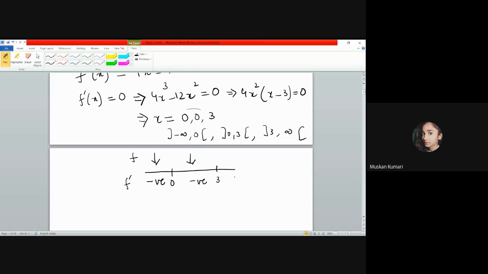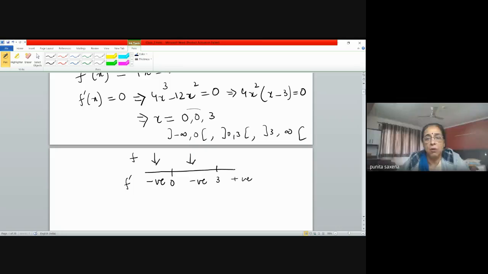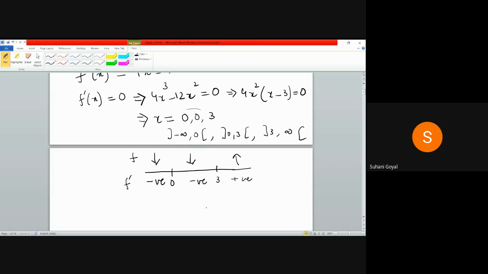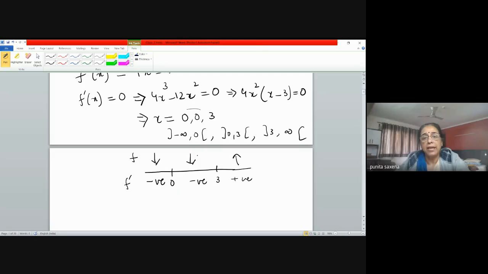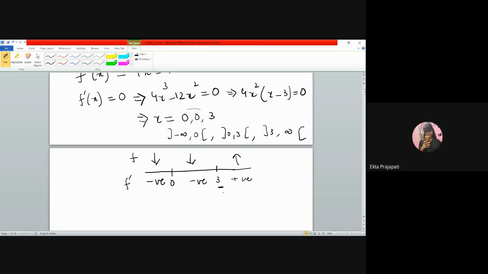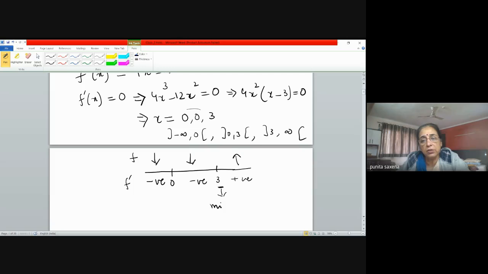Now, what about 3 to infinity? Positive. Increasing function. It becomes positive, so that means the function is increasing. That means while passing through 3, the function has changed its nature from decreasing to increasing, right? So x equal to 3 is a point of minima, because it goes from decreasing to increasing.